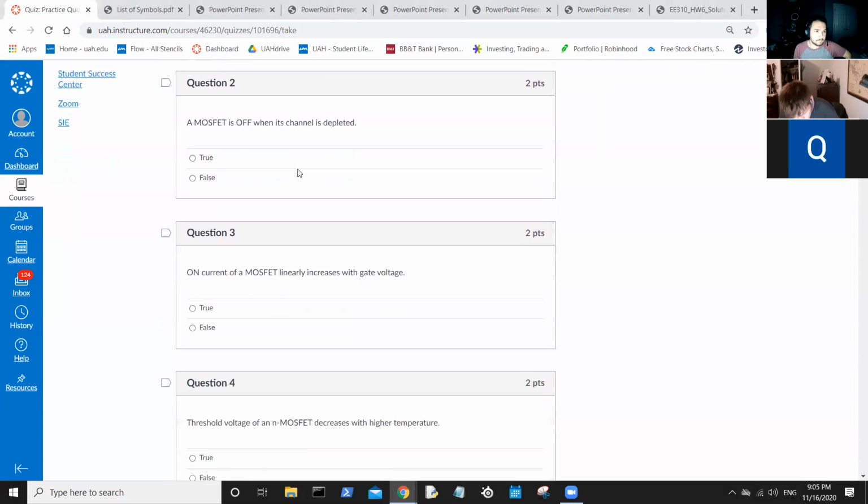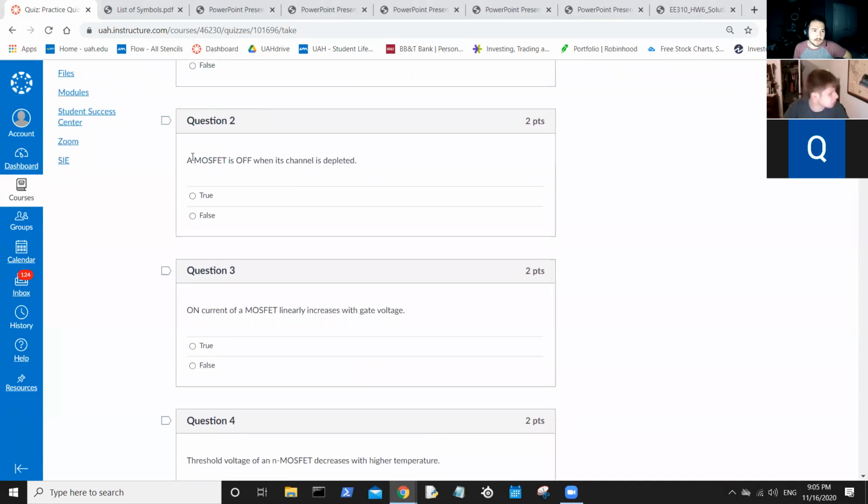All right, now here. Question 2, a MOSFET is off when its channel is depleted. Well, when something's depleted, it's lacking. What is depleted? Carriers are depleted here. If carriers are depleted, there's no flow of current. If there's no flow of current, I would define that as off. Yep. So in this instance, when a MOSFET is depleted, it is in fact off.